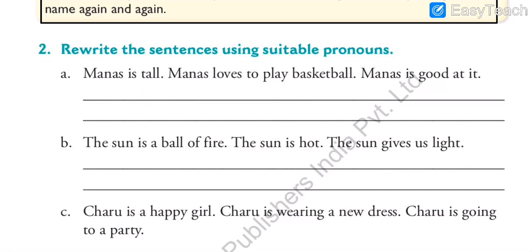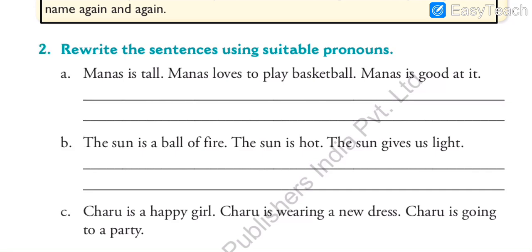Manas is tall. Manas loves to play basketball. Manas is good at it. Now what is repeated, my dear students? Manas, Manas, Manas. Yes, it looks like an echo three times. So we have to put a pronoun instead of the name Manas, which is the name of a boy. So how can you solve it?